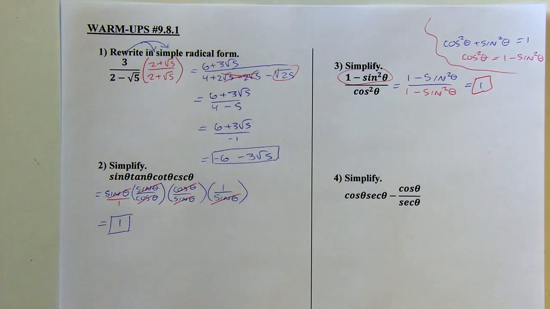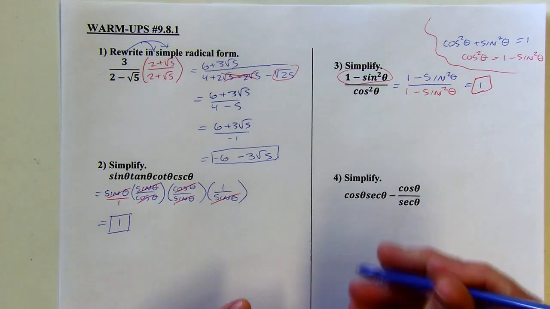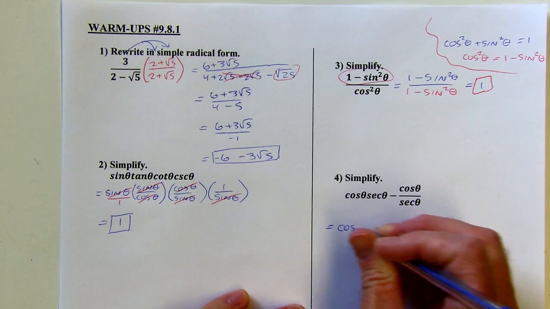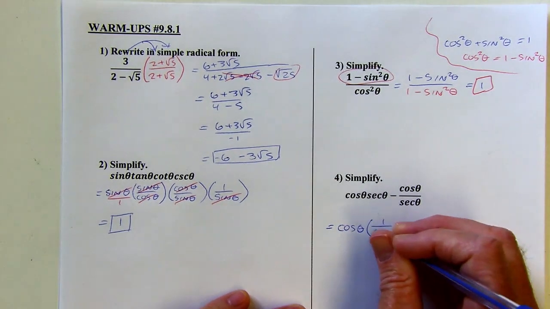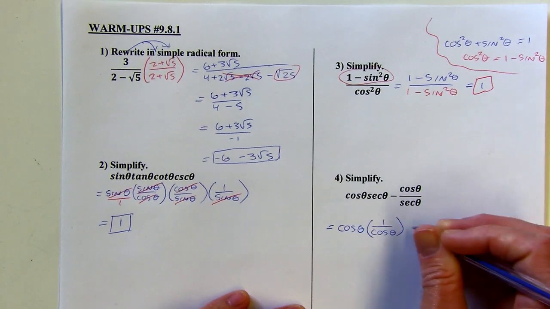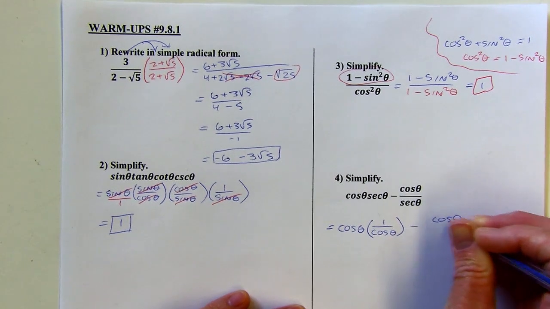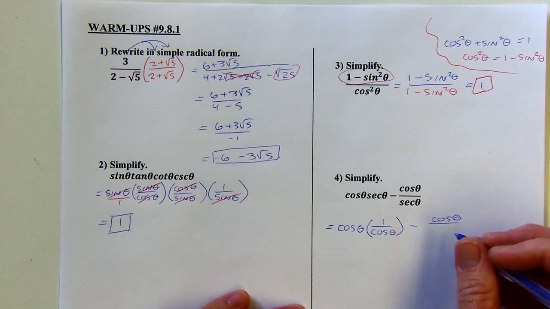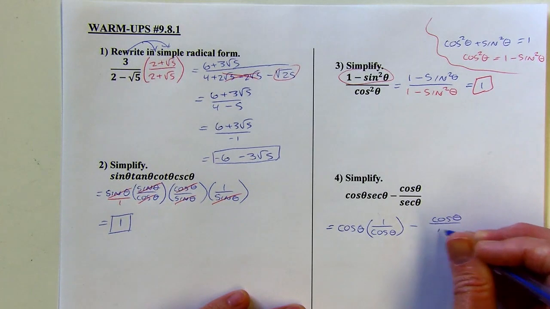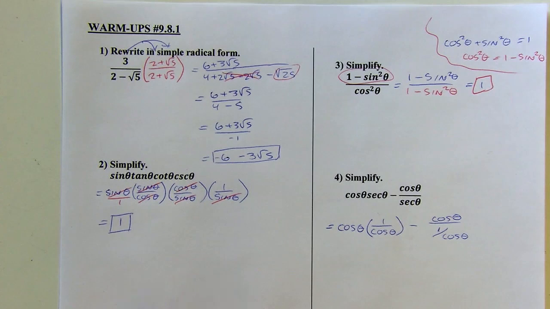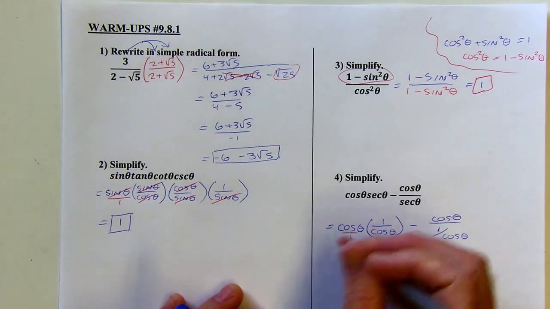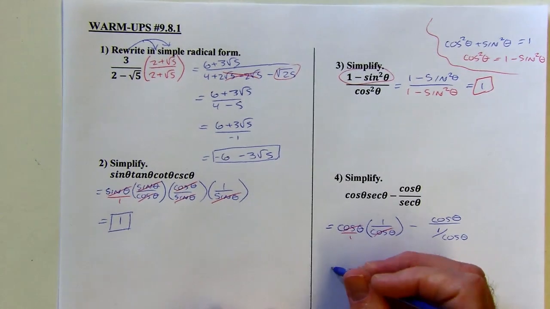All right, next up, this is a little more complicated here. So I'm going to start by writing everything in sine and cosine. So I'll leave this cosine alone. Secant is the reciprocal of cosine, so this would be 1 over cosine. And then secant, again, is the reciprocal of cosine, so this would be 1 over cosine down there in the denominator. So looking at this piece, I've got a cosine in the numerator and 1 in the denominator, so this is going to reduce to just 1.